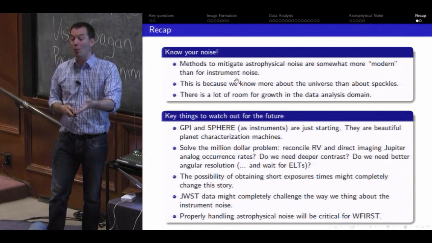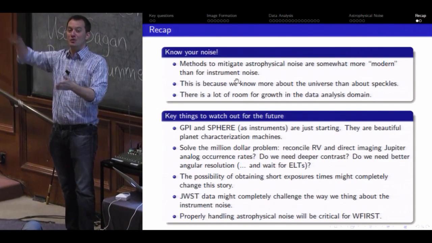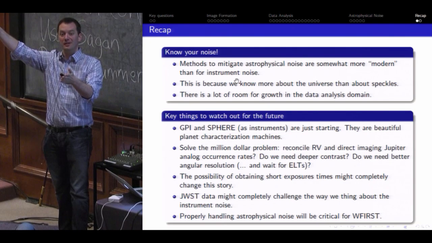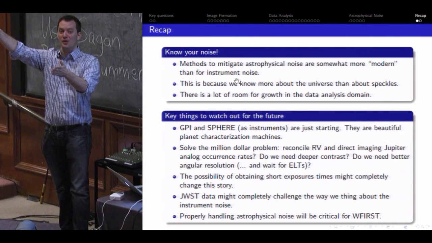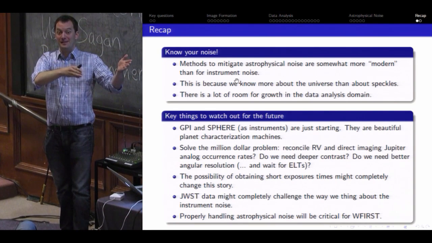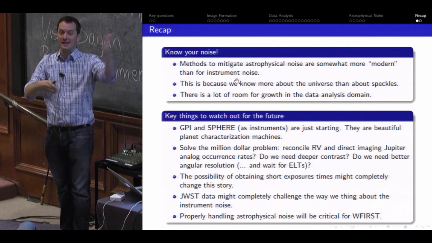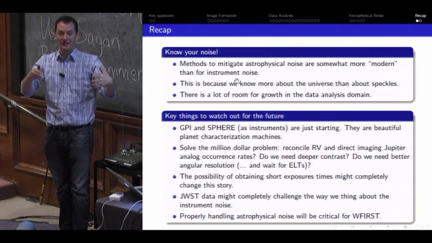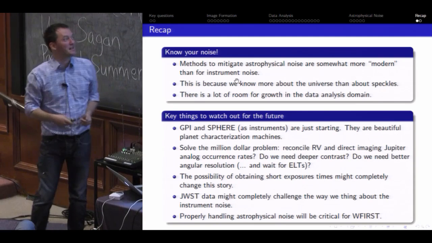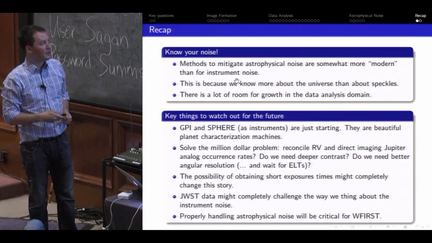That's what Dimitri showed you. Why is our distribution, or occurrence rate, from 30 to 300 AUs so different from the one that's obtained with RV, which is at less than 2.5 AUs? That's something we need to solve, and that's a $1 million question for now.